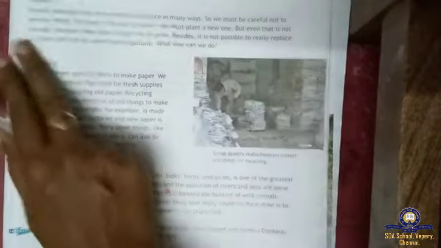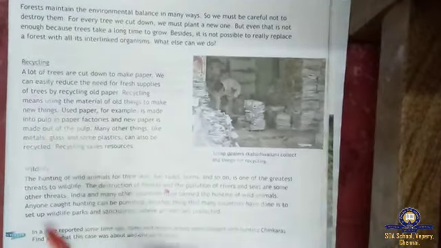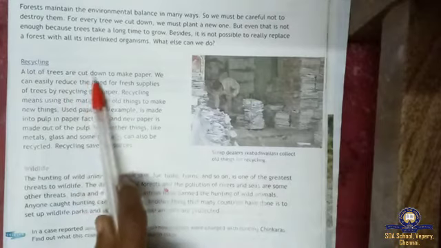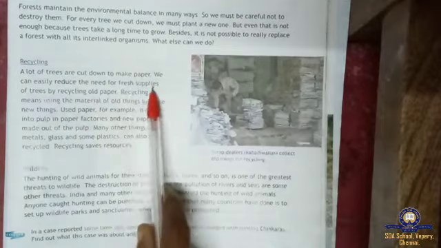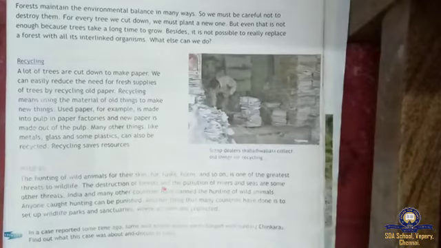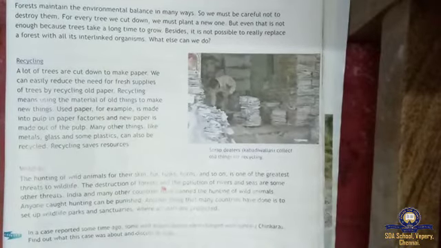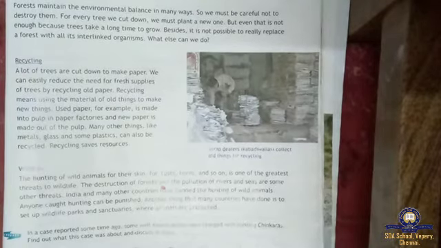So what we have to do? First thing, here they have given recycling. A lot of trees are cut down to make paper. We can easily reduce the need for fresh supplies of trees by recycling old paper. Do you all know how we are getting papers? We are getting papers from the trees only. Lots and lots of trees are being cut down for the purpose of papers. So what can we do to stop this? We can use the old papers.